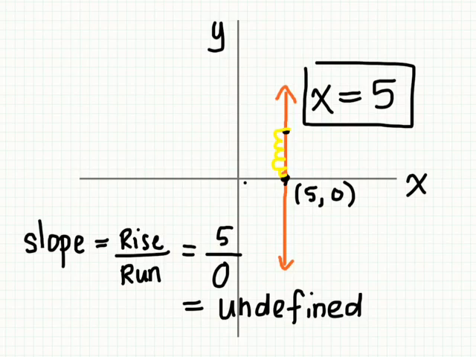Anytime you see an equation that says x equals something, that's a vertical line, okay? Because there's no y-intercept, I can't say that y equals something because that's indicating that I have a y-intercept. We don't. So that doesn't work.